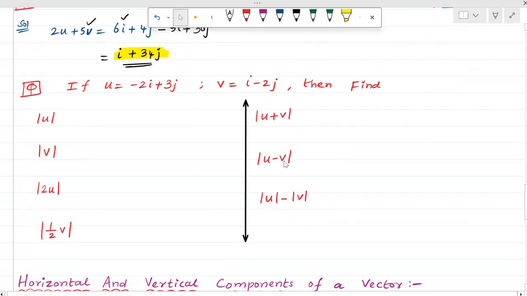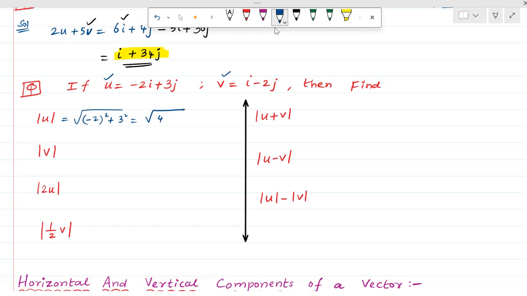Now the next one is the magnitude of the vector. You have to take the magnitude of all of these. Two vectors are given, u and v. Magnitude of u is square root of minus 2 square plus 3 square, which is equal to square root of 4 plus 9, which is square root of 13. Now the v vector, 1 plus minus 2 square, which is equal to square root of 1 plus 4, which is root 5. So this is the magnitude of v.